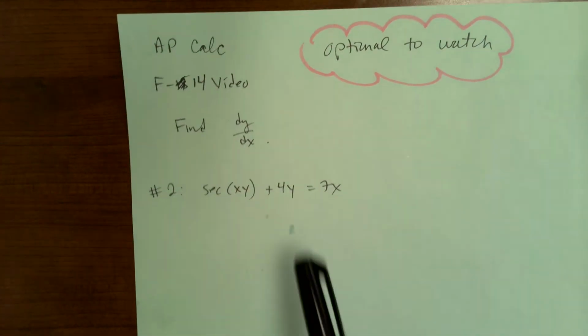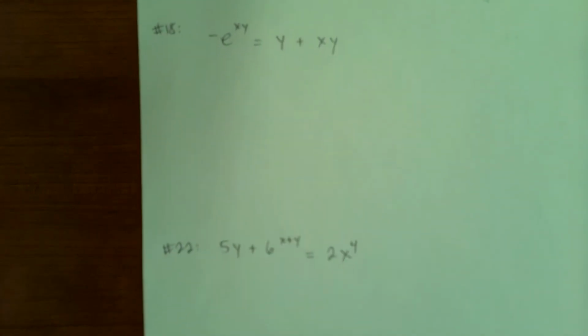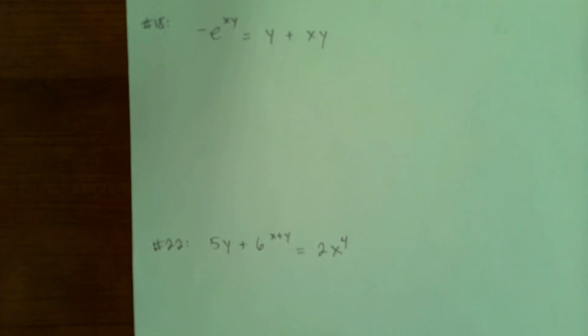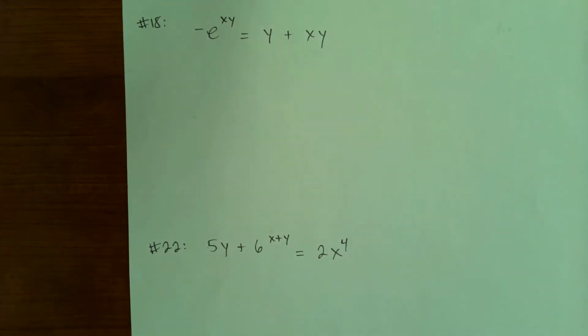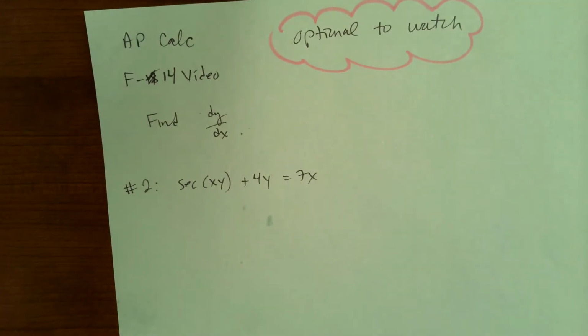I'm going to do numbers 2, 8, 12, 18, and 22 from the practice. So just one from each row. You don't need to watch it if you feel like you already understand how to do this. You're basically just using implicit differentiation and the formulas. Okay, so if you're watching, let me do this one.